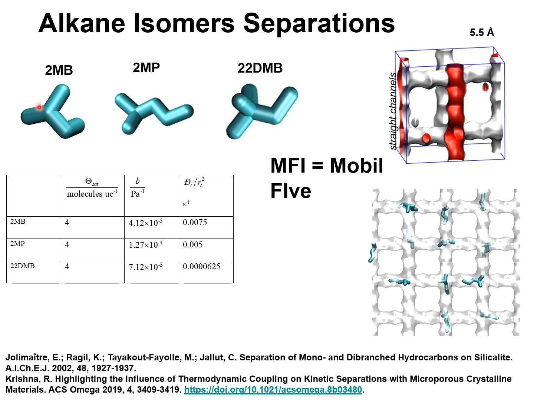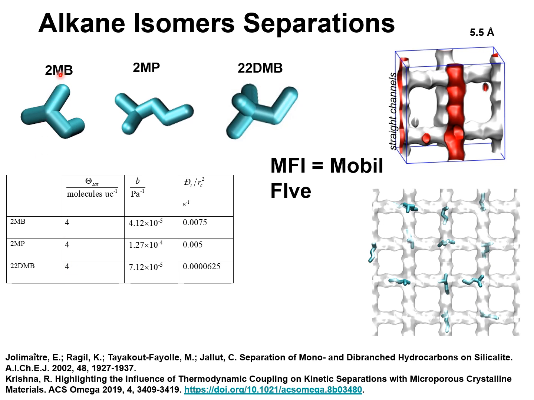The branched isomers of alkanes, say 2-methyl butane, 2-methyl pentane, and 2,2-dimethyl butane, all the branched isomers prefer to locate at the intersection sites where they have more leg room. This is shown by the computational snapshots here. There are 4 intersection sites per unit cell, and the saturation capacities of the unary isotherms for these 3 isomers are all 4 molecules per unit cell.